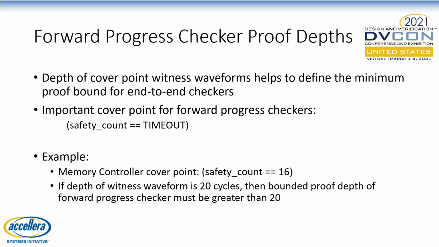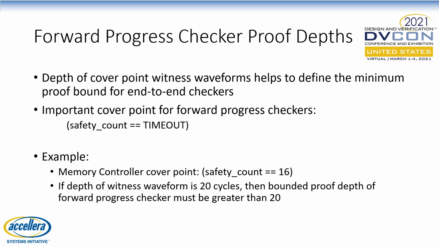But before I get to that, one other background topic I want to discuss is the required proof depth for forward progress checkers. An important metric for defining the minimum proof depth of checkers is the depth of witness waveforms of the related cover points. For example, proof depth of a checker for FIFO overflow must at least reach the depth of FIFO full condition. In a similar way, a key cover point for forward progress checker is the point at which the safety counter reaches the maximum allowable value.